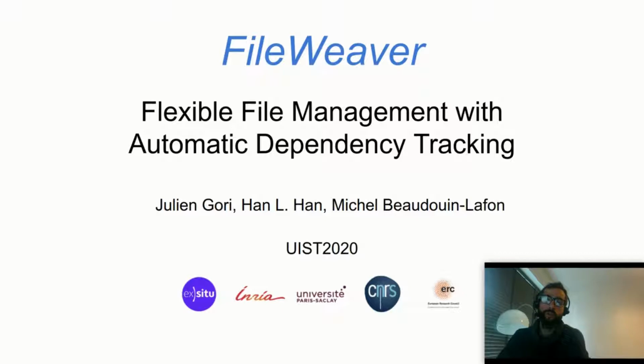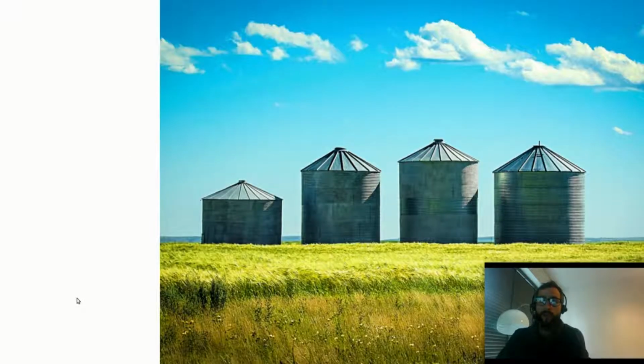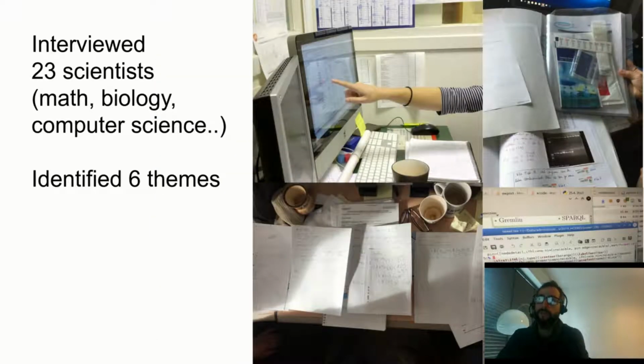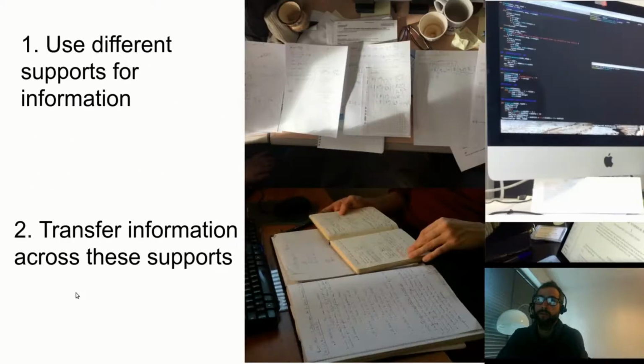So in this work, we investigate the full picture of specialized workers' workflow. And what we see is that knowledge workers use specialized tools that are trapped in their application silos, that don't talk to each other and make it difficult to manage complex information. So we interviewed 23 scientists in various disciplines and identified 6 themes in their workflow. They use different supports for information, and they will transfer information across these supports.